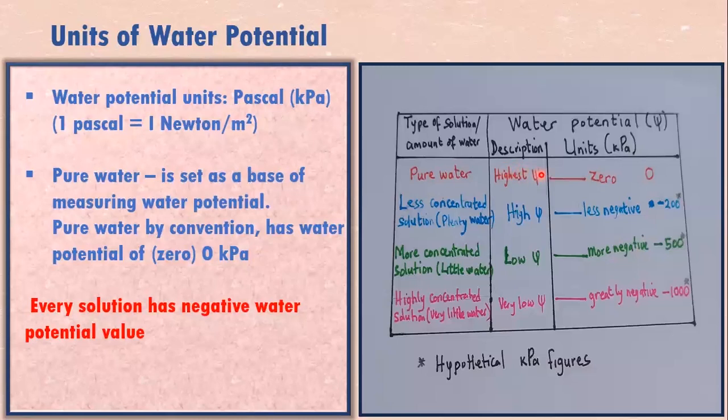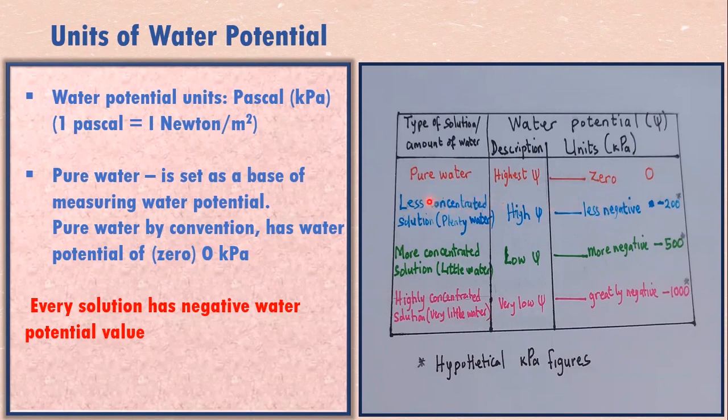And the highest water potential, pure water, is set to be 0. And so every other solution will be less than that, because every other solution will have lower water potential. If the highest water potential is 0, then all other solutions will have a negative value.